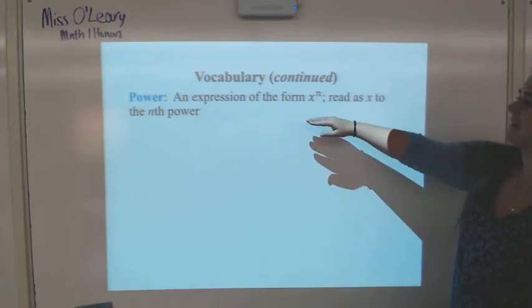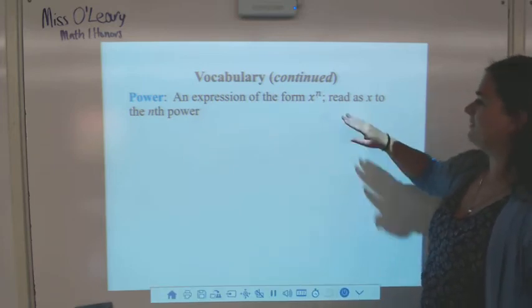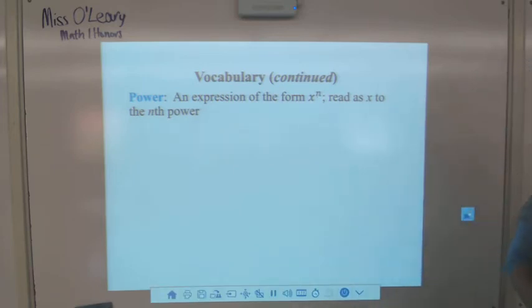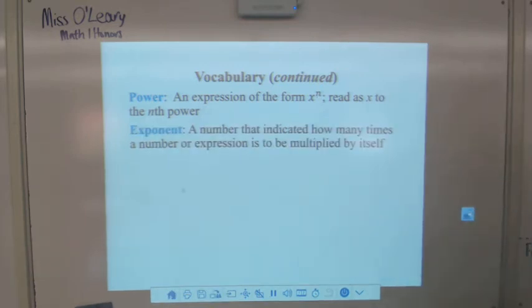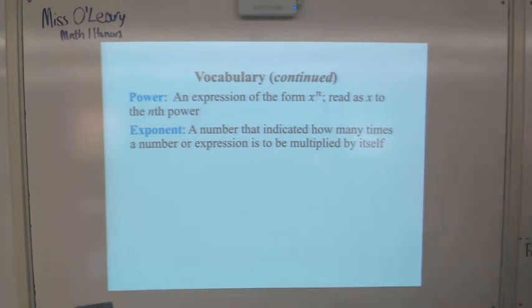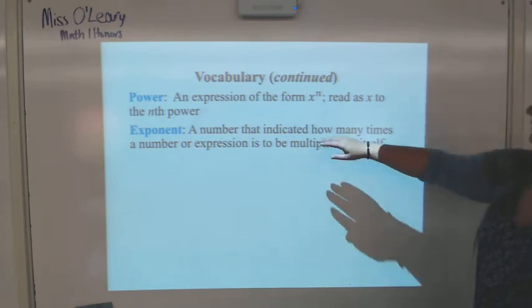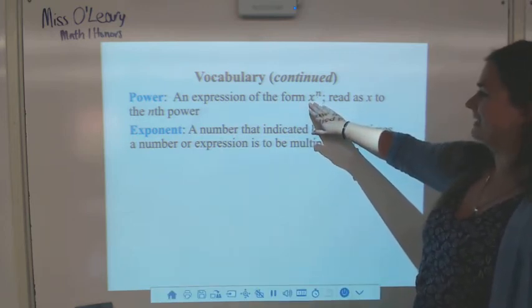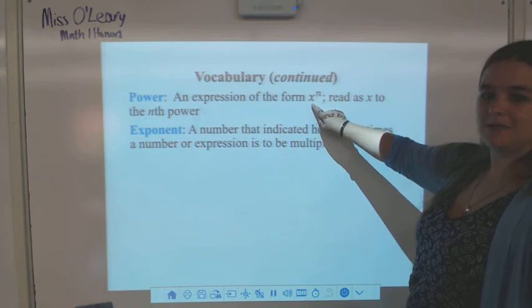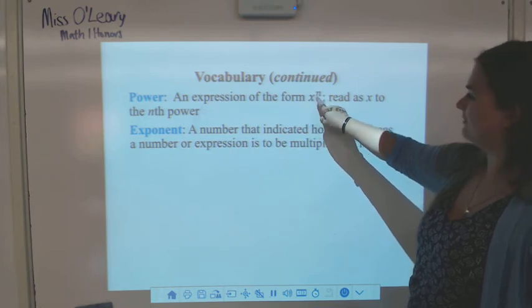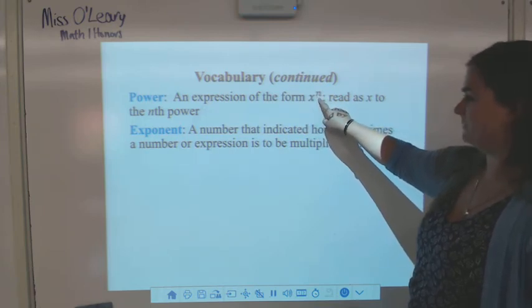In your notes, make sure you have the first half of this definition, but if you don't need the second half, you don't have to write that one down. Along with the term power, we have the word exponent. An exponent is a number that indicates how many times a number or expression is to be multiplied by itself. So if I think about my variable form here, x to the nth power tells me that I'm multiplying x by itself n number of times.